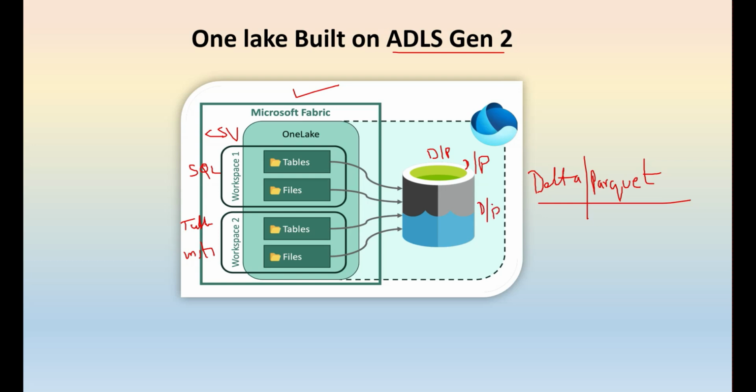That means whatever data you dump into this Fabric OneLake, internally it is stored in the delta parquet format. Everything is stored in that format. So that is a very important concept to understand here, if you want to understand the internal architecture of the OneLake.